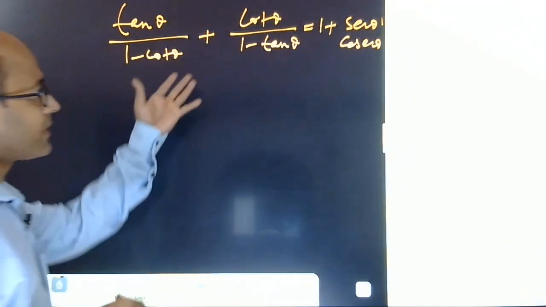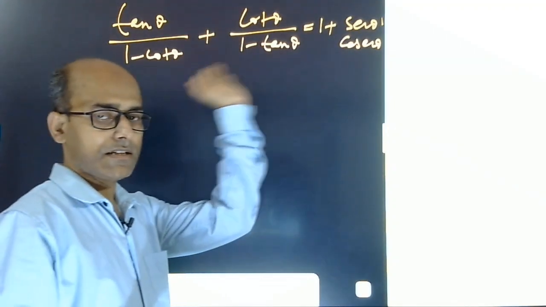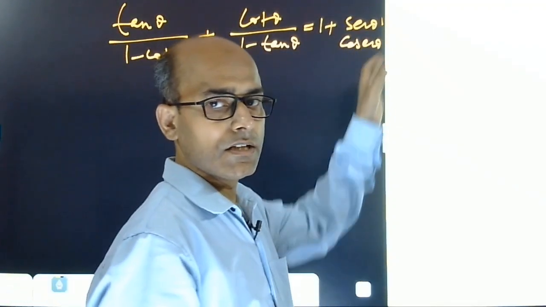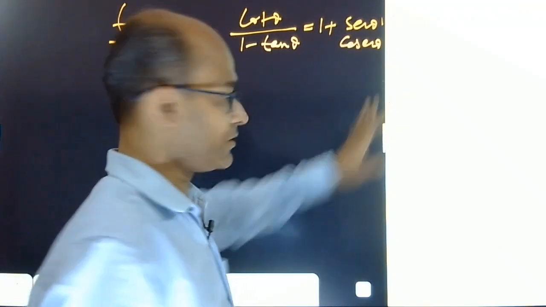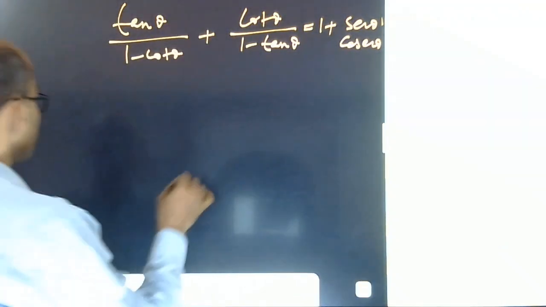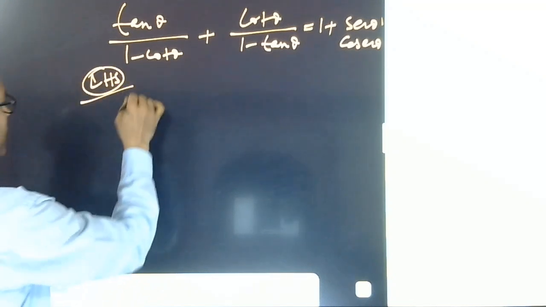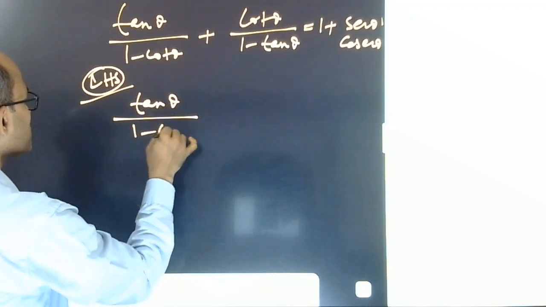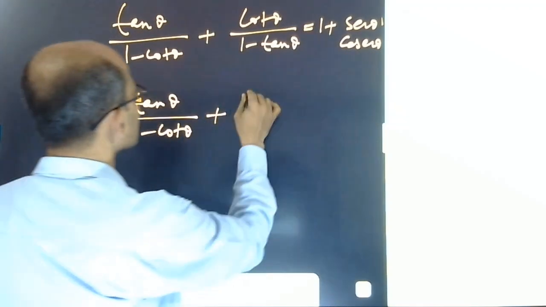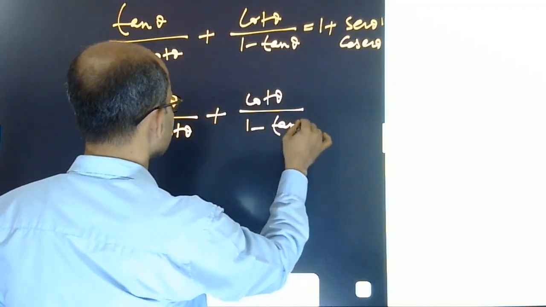Okay, this is our LHS, and we are required to prove this LHS is equal to 1 plus sec theta cosec theta. Sec theta and cosec theta are multiplied to each other, so no one is required to get confused. So we are required to just write down the LHS: tan theta divided by 1 minus cot theta plus cot theta divided by 1 minus tan theta.